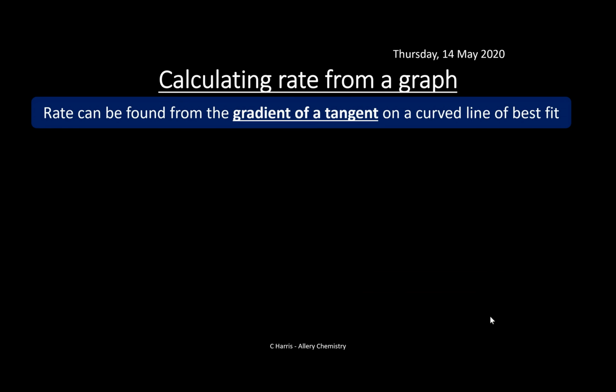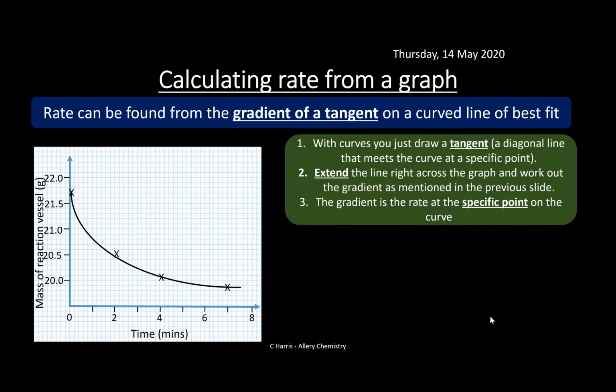Okay, so what if our graph is actually a curve? The graph that we've seen there is a straight line graph, but you can also get curved graphs as well. So all we do is we use a tangent. Again, if you do maths, you'll know exactly what a tangent is. If you don't, a tangent is just a diagonal line that meets a curve at a specific point. All we do is extend that line right across the graph, again the biggest gradient we can get, and then we use that gradient to work out the rate of reaction at a specific point on the curve.